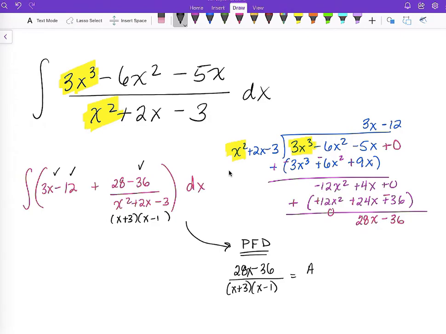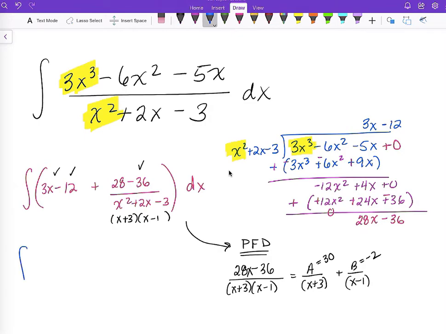I'm going to put my A over x plus 3, and I'm going to put my B over x minus 1, and I am going to do my partial fraction decomposition. When I do that, what does my A equal here? My A is going to equal 30, and my B is going to equal negative 2. I'm not going to take you through that whole process, so if you need to practice partial fraction decomposition, you can look at some other videos on that.